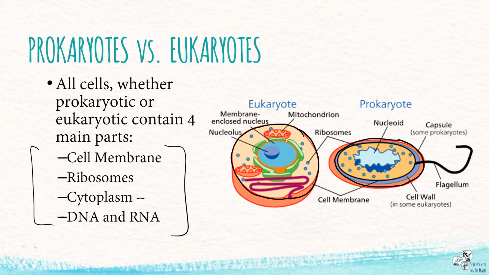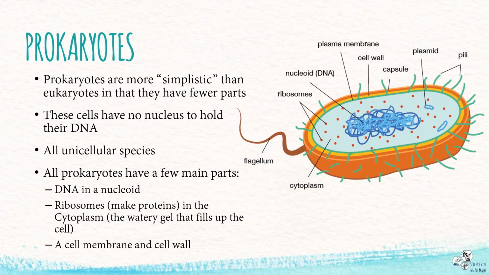You also have little ribosomes. These are where we make proteins. And then you'll have DNA and RNA, either in a nucleus if it's a eukaryotic cell, or in an area called the nucleoid region if it's a prokaryote. So going into specifics a little bit more here.